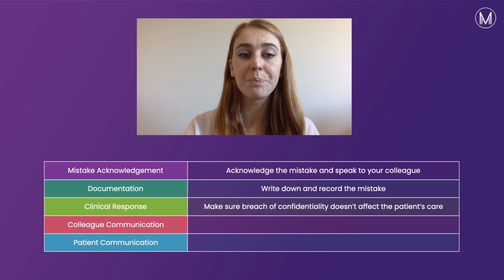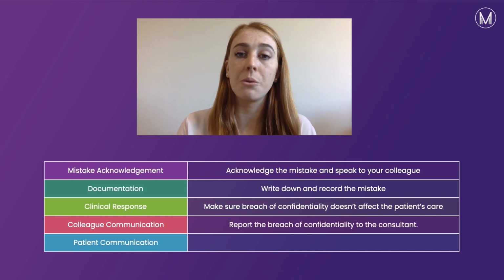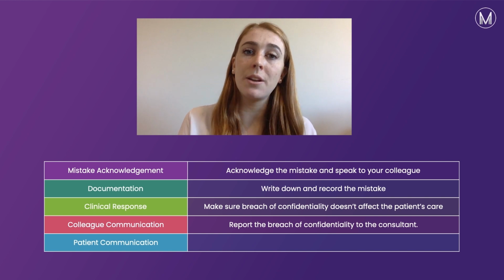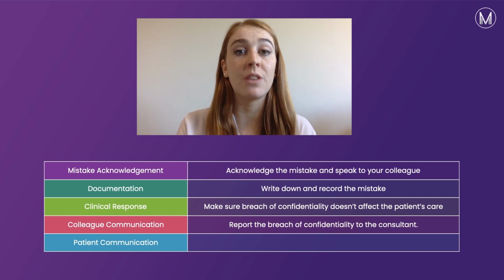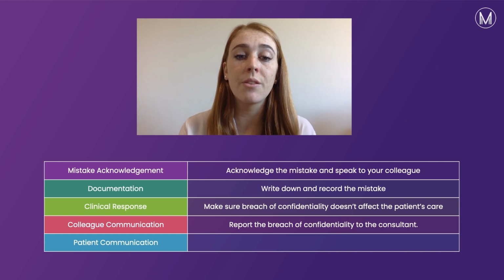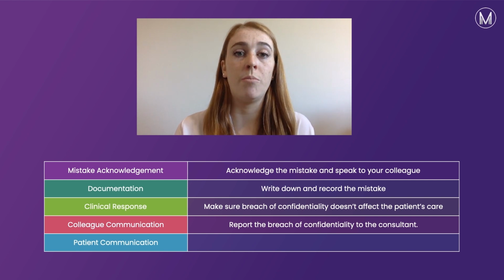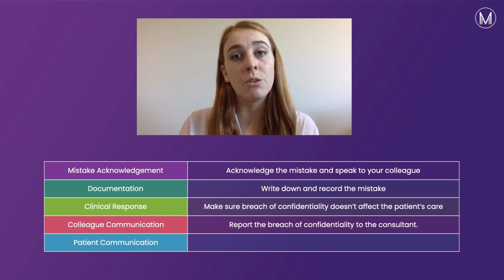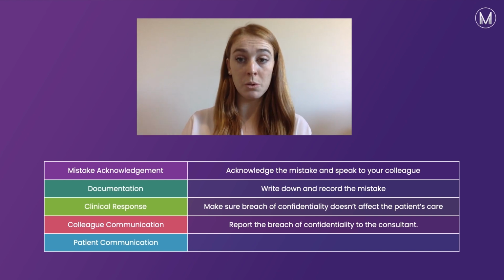The fourth thing to consider is colleague communication. So in this case, you've obviously already communicated to the medical student that they've made a mistake in mistake acknowledgement, but you also need to communicate it to perhaps a more senior colleague, so report the breach of confidentiality to the consultant or a registrar to make sure that people know what's gone on and people know about the mistake and ensure that it can be fixed as much as possible.